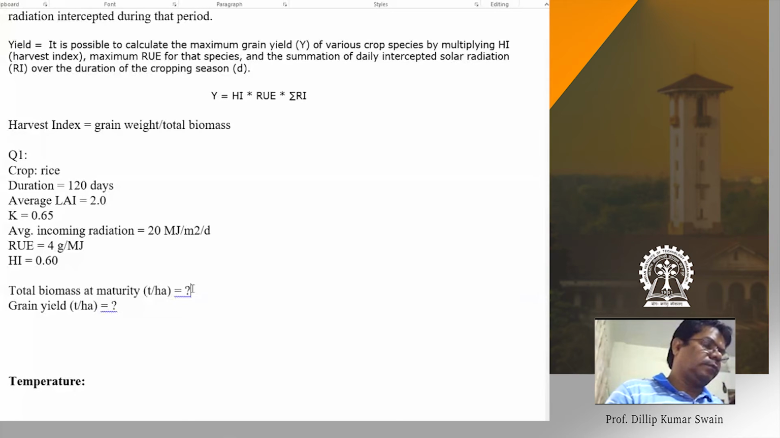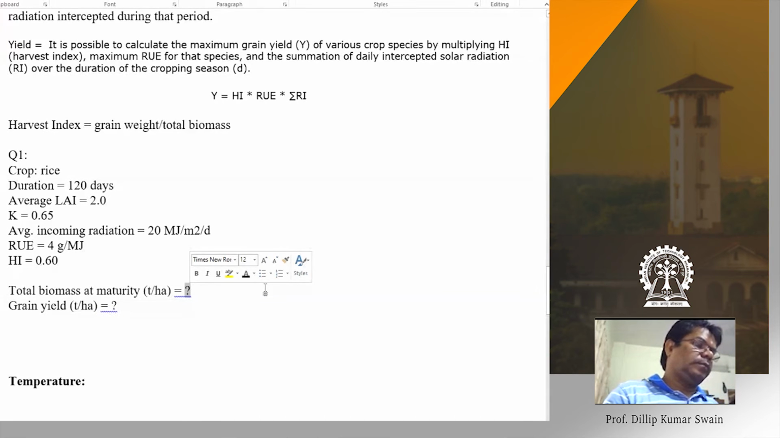You are getting kg per hectare, multiply by 10, that will give the tons per hectare. Kg per meter square multiply by 10, that will give tons per hectare, isn't it? Yes.